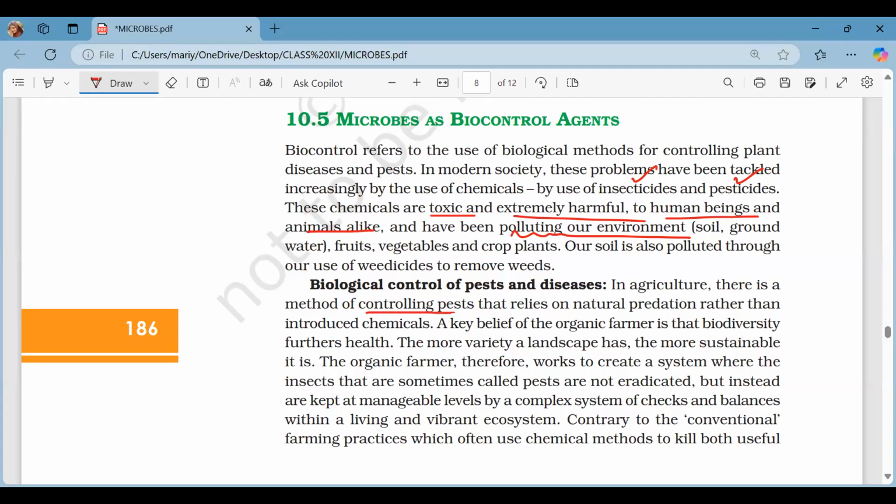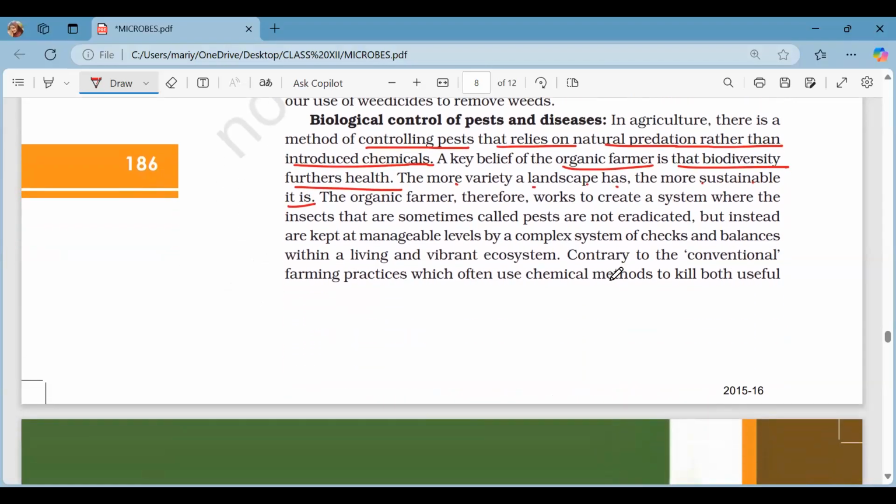In agriculture, there is a method of controlling pests that relies on natural predation rather than introduced chemicals. A key belief of an organic farmer is that biodiversity furthers health. The more variety a landscape has, the more sustainable. We have also seen this in the biodiversity chapter, right? Now, the organic farmer basically wants that the pests are kept at a manageable level, meaning not all of them are removed. Why? Because as I said, the presence of every organism is important on the earth.